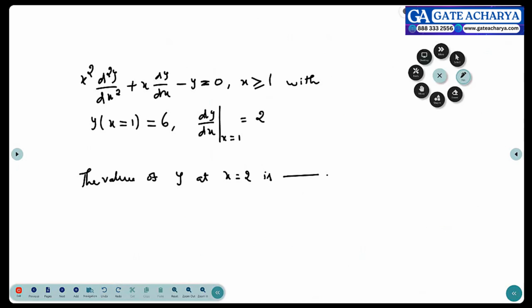x square d square y by dx square plus x dy by dx minus y is equal to 0, for x greater than or equal to 1, with the initial conditions: when x equal to 1, y value is 6, and derivative value is 2. So we find all these things, then we calculate y at x equal to 2. That's the question. Try it and give the answer.